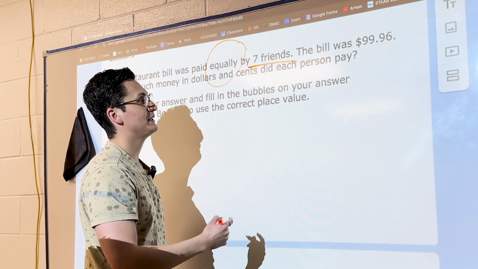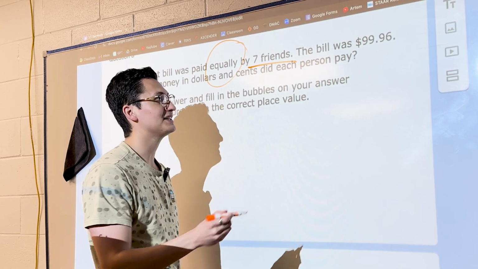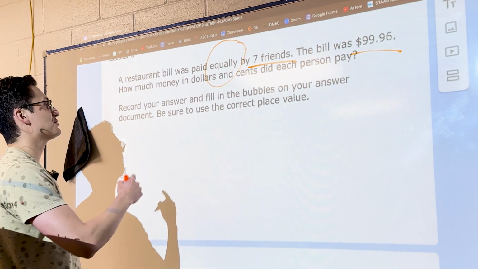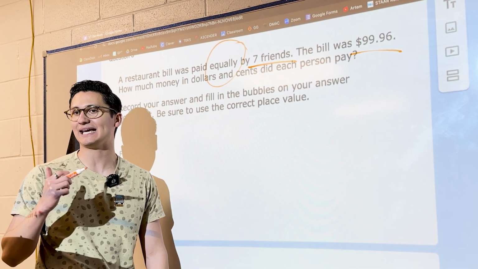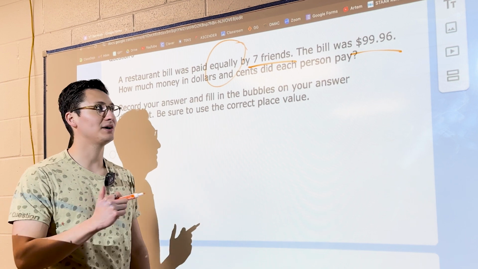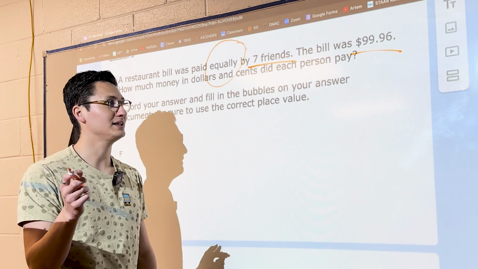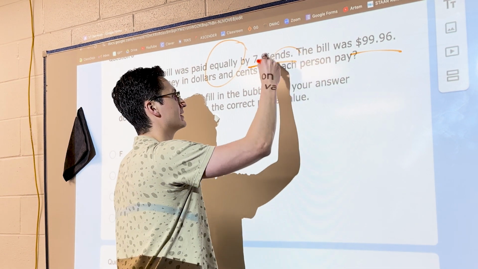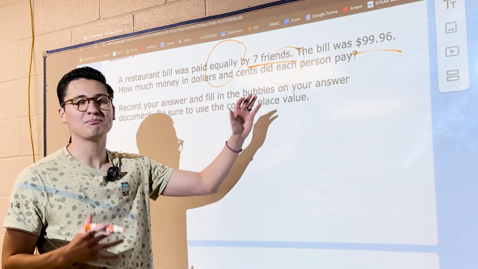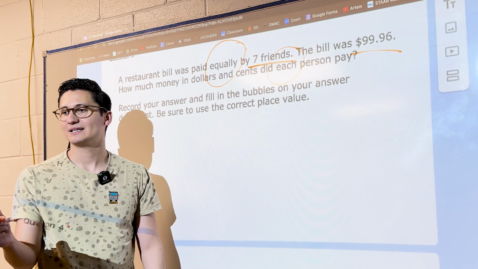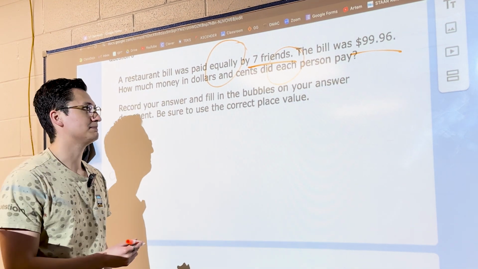A restaurant bill was paid equally by 7 friends. Equally. The bill was $99.96. How much money in dollars and cents did each person pay? Who can tell me a key word in the question? Sarai? Each. And anytime we have equally and each, most likely, what are we going to do? Divide. Good job.